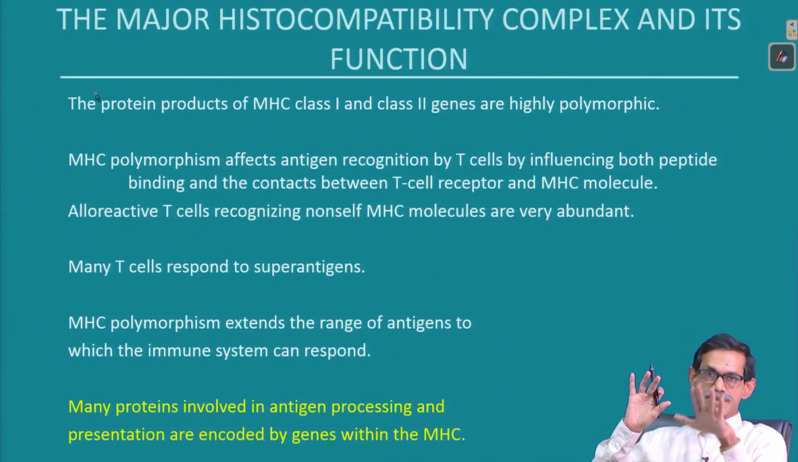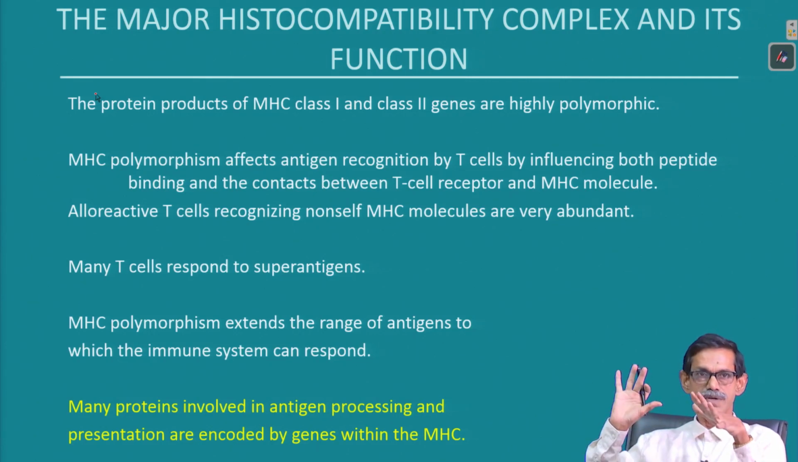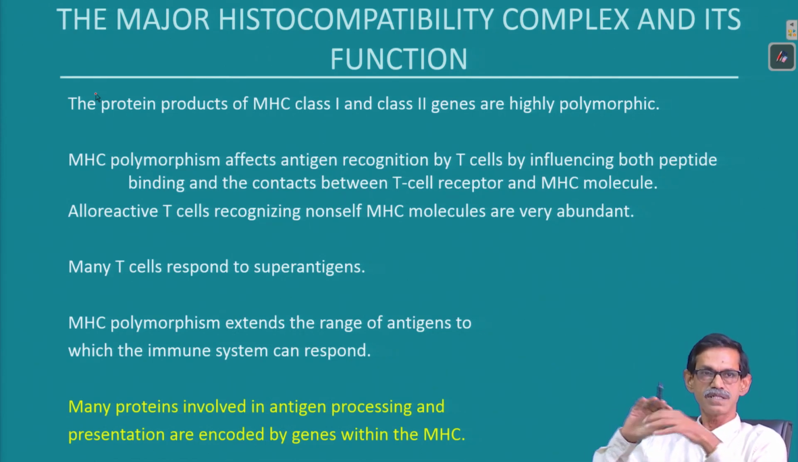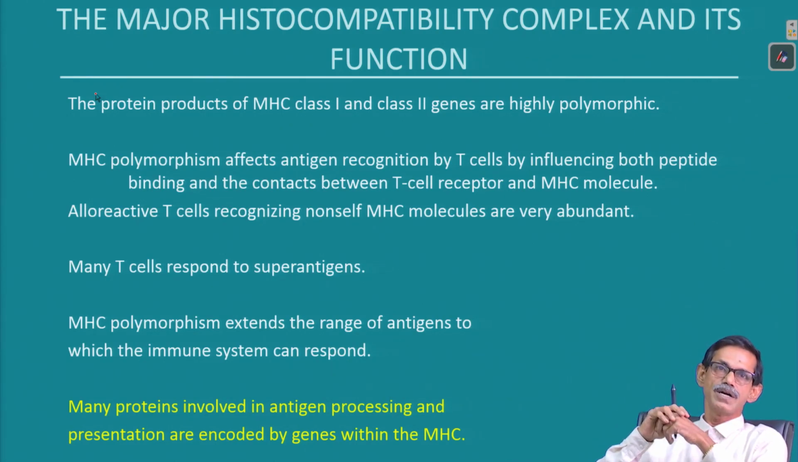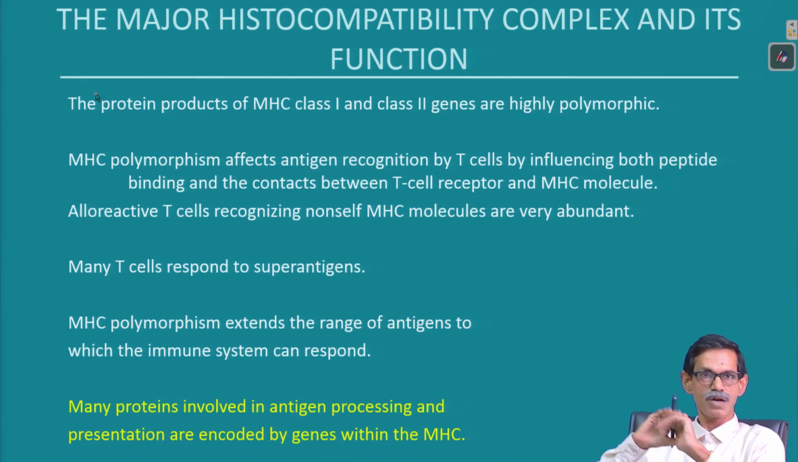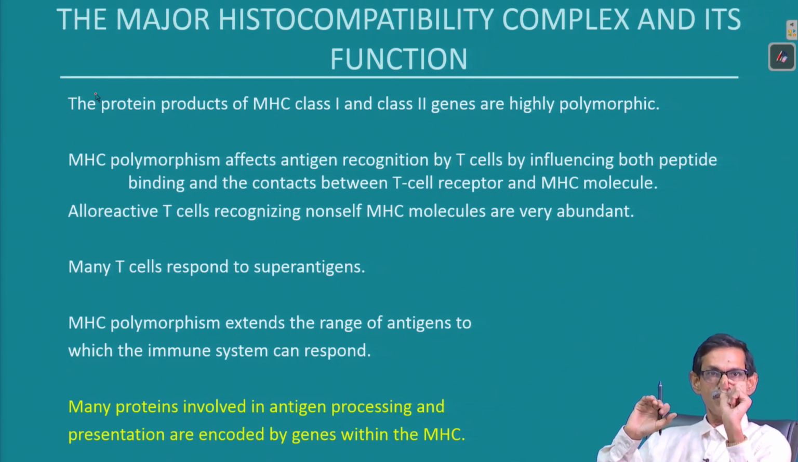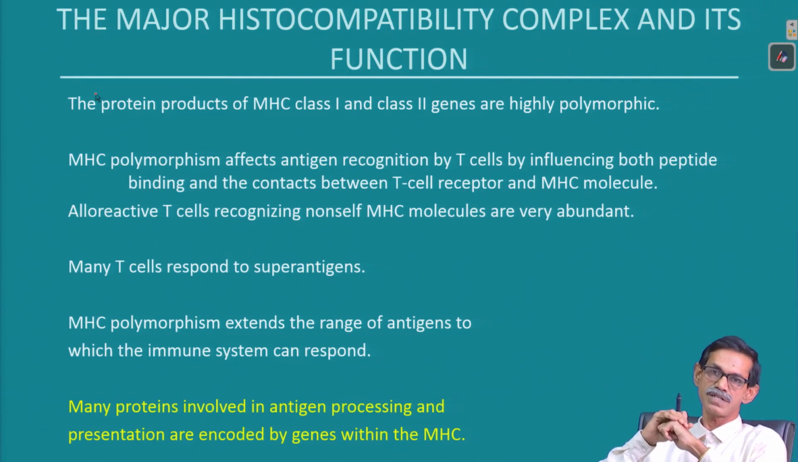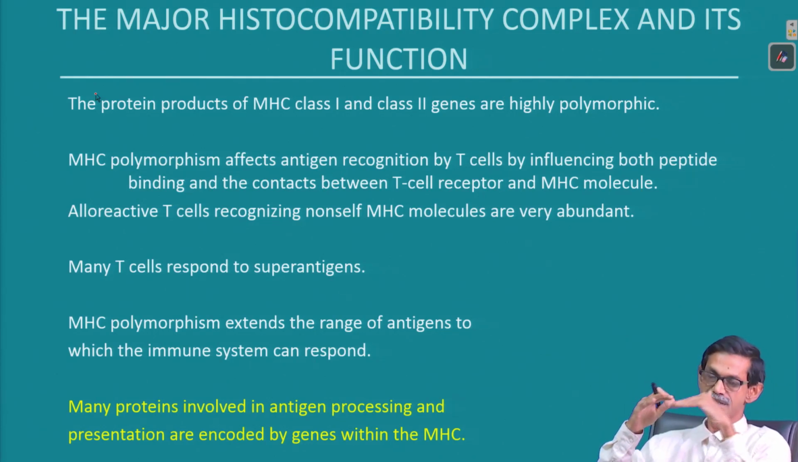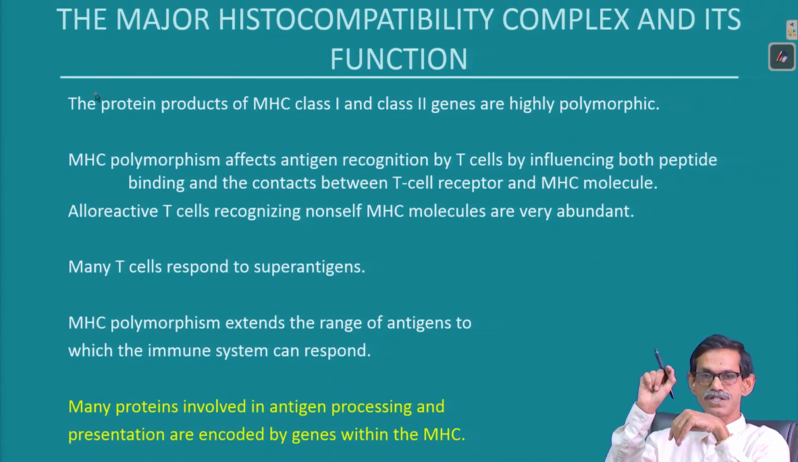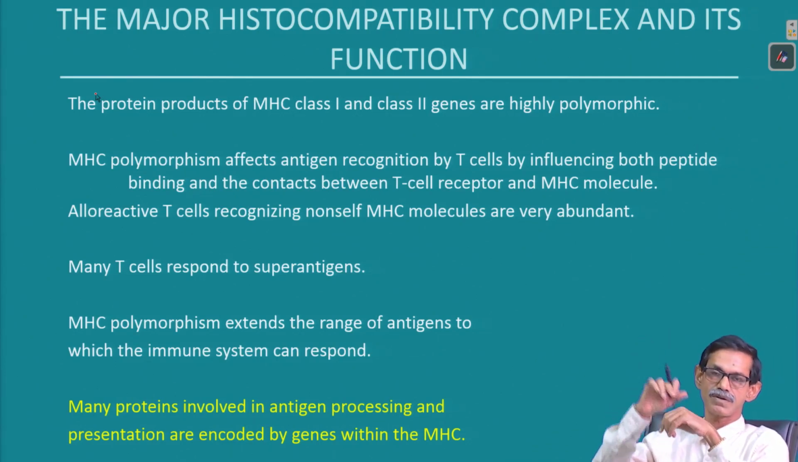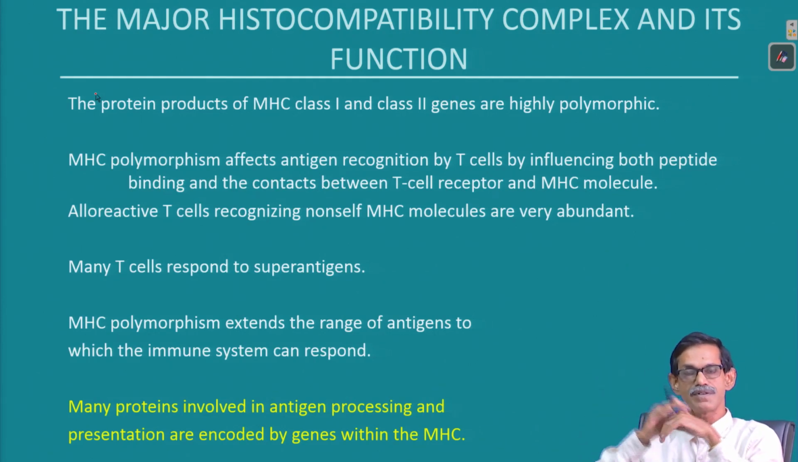Now, this is a kind of summary of what we have discussed so far. Okay. There is no point in reading all this again, it is written here, but just to mention, if there is anything I missed also: the protein products of MHC class 1 and class 2 genes are highly polymorphic. I am sure you have no doubt about it right now. MHC polymorphism affects antigen recognition by T cells, influencing both peptide binding and the contact between the T cell receptor and MHC molecule, which indicates that the polymorphism only changes a different color in the binding cleft. Okay, for MHC 1 and MHC 2 I showed you the alpha chain only.